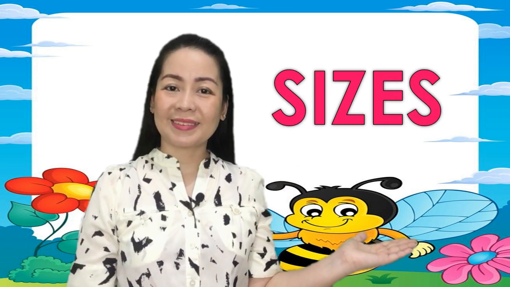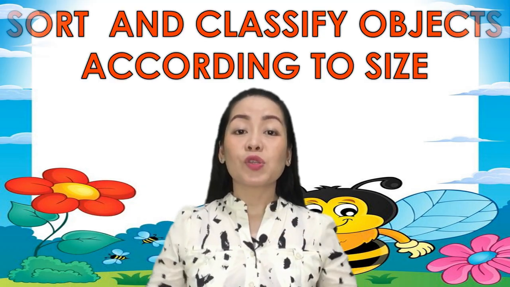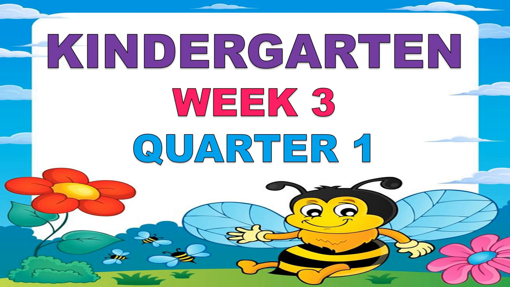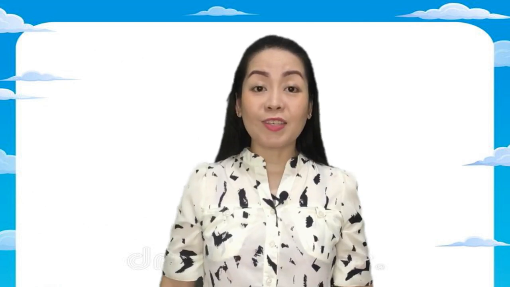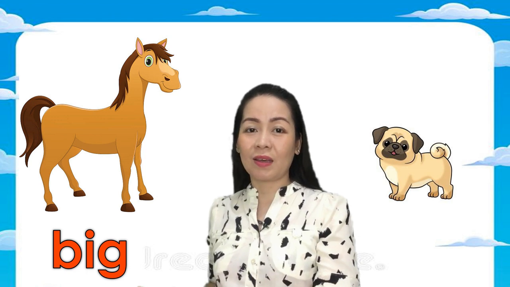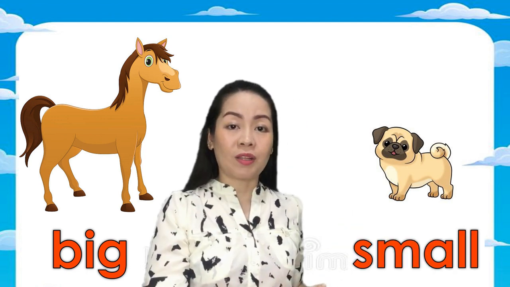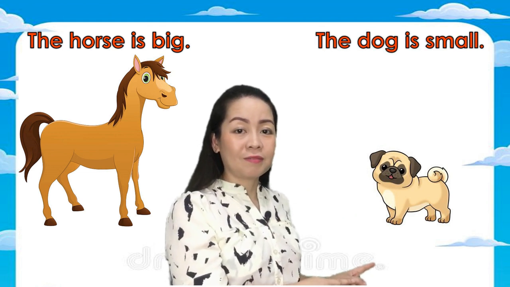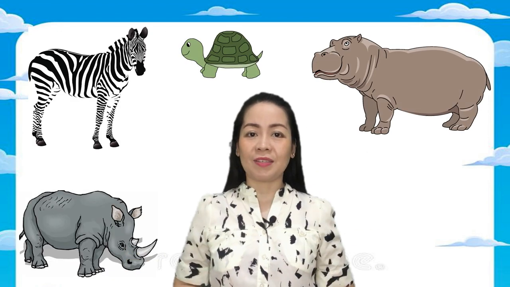Today, we will be learning about the different sizes. Our lesson is about sort and classify objects according to size. Can you tell me the size of this animal? How about this animal? This animal is big, while this animal is small. Let's say, the horse is big. The dog is small. Who among these animals are big?